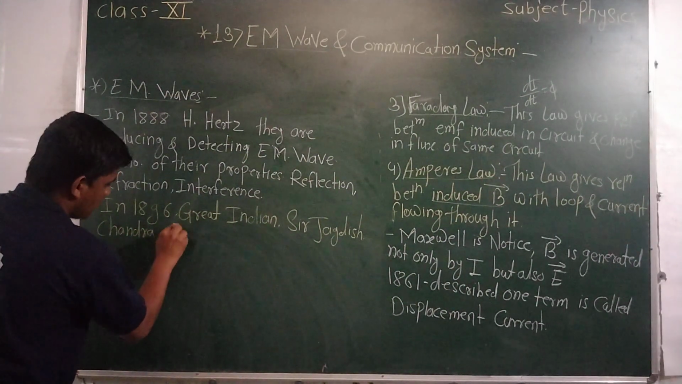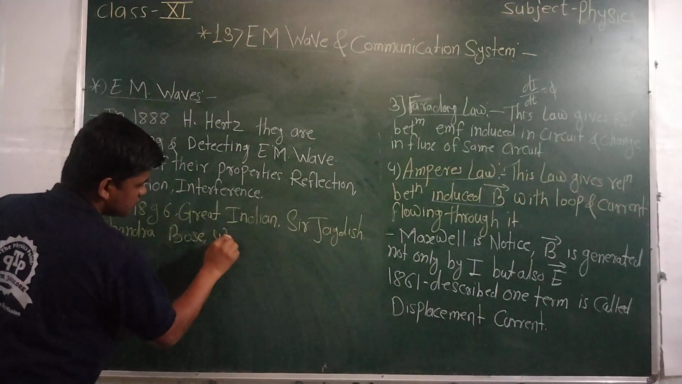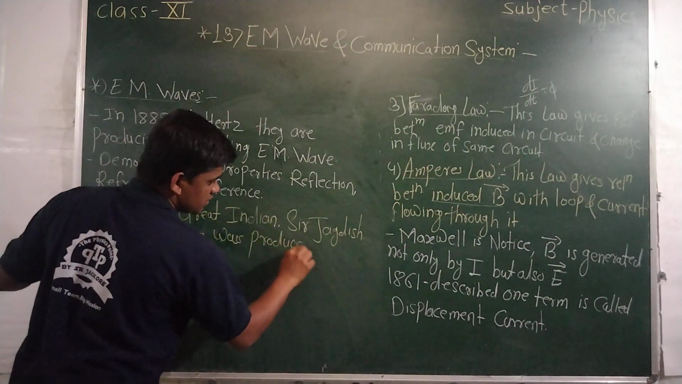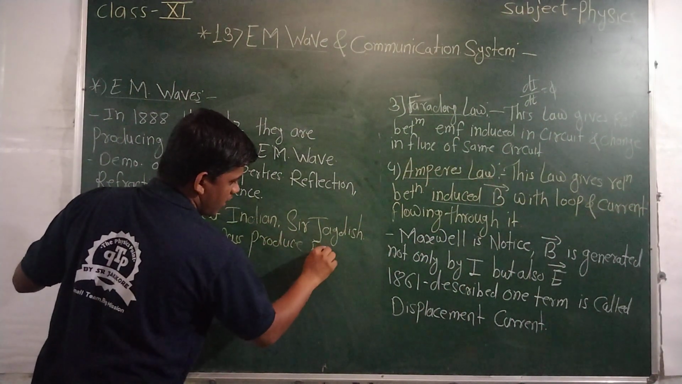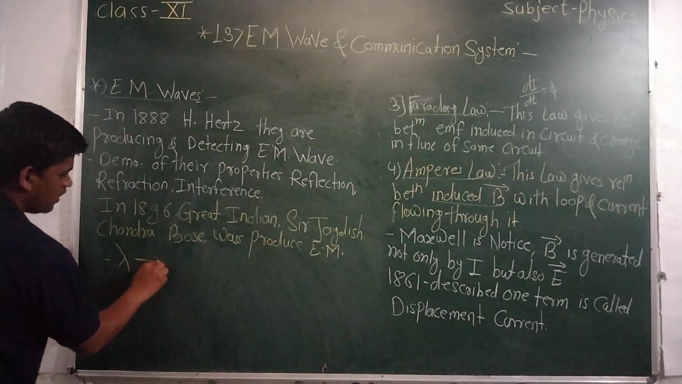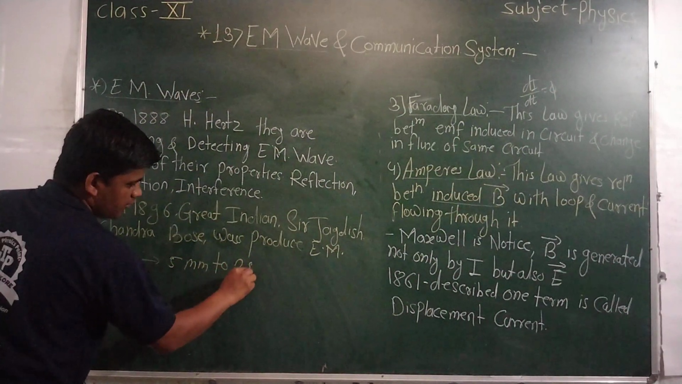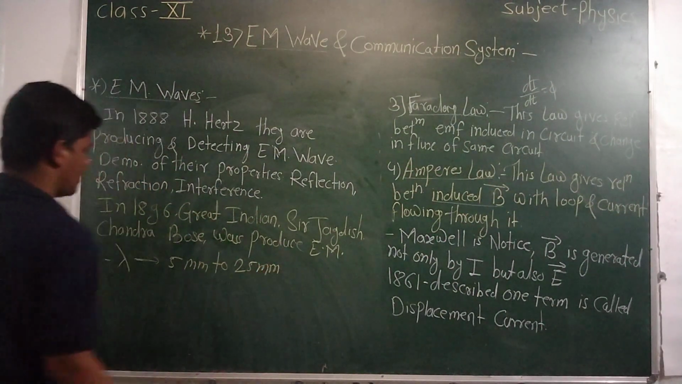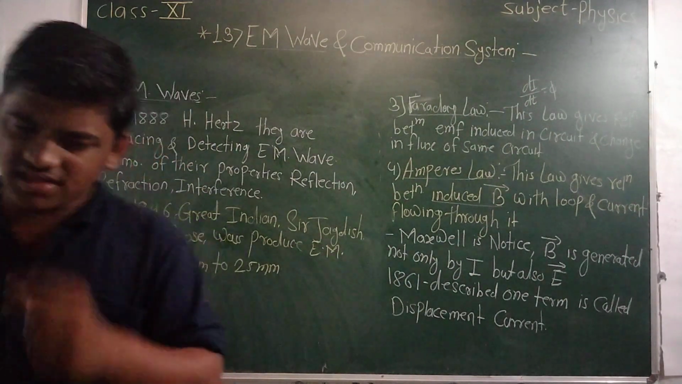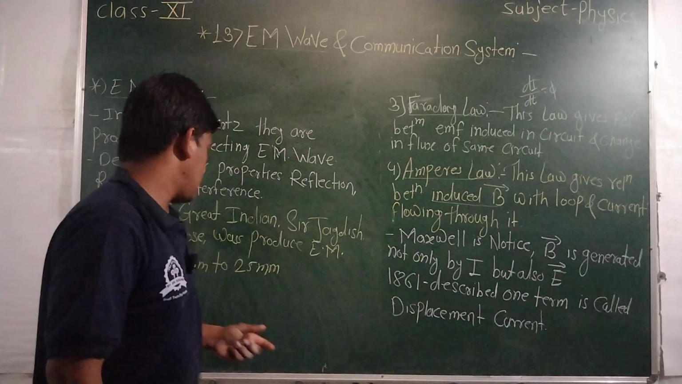Sir Jagdish Chandra Bose produced EM waves, and the range of their wavelength is 5 mm to 25 mm, and his work was confined only to the laboratory.